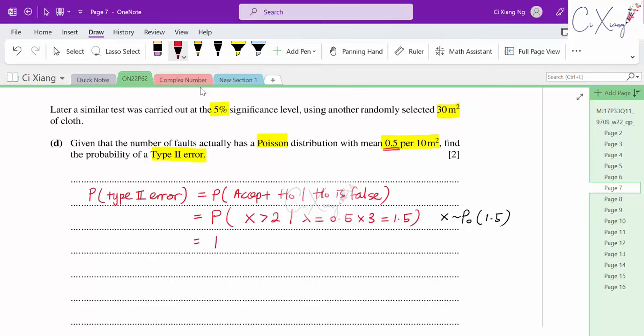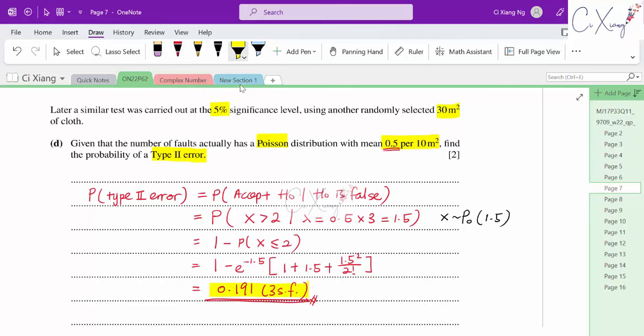For Poisson distribution, I have to take 1 minus the probability that x is smaller equals to 2. By using the new lambda and the formula for Poisson distribution, we will have e to the negative lambda, times: when x equals to 0, it is always 1; when x equals to 1, it is lambda; when x equals to 2, it will be lambda square over 2 factorial. Then of course I use the calculator to help us, and we will get our answer 0.191 correct to 3 significant figures. Okay, so this is how we answer question number 4.